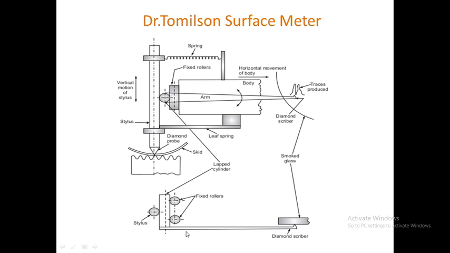The next is the arm. Now the arm is connected to the lap cylinder. From the top you can see this is my lap cylinder, and to this lap cylinder this arm is connected, and the arm is having a diamond scriber at its end.